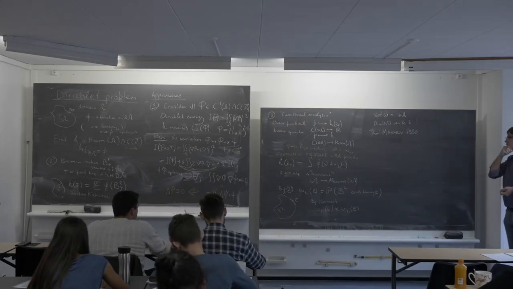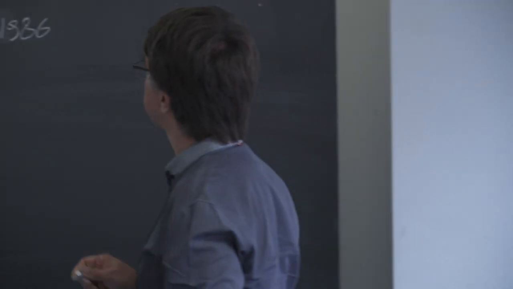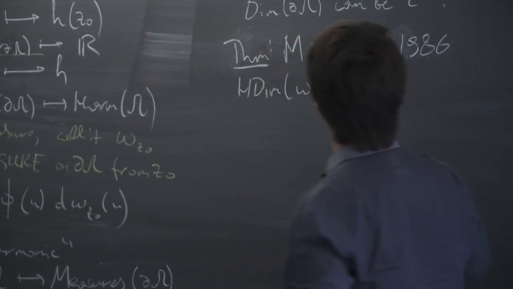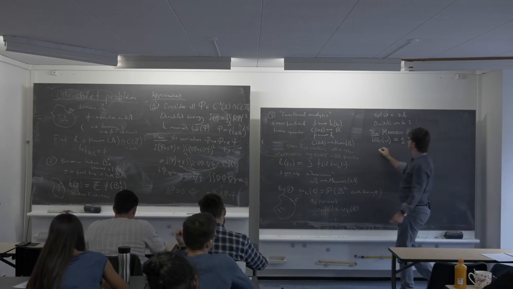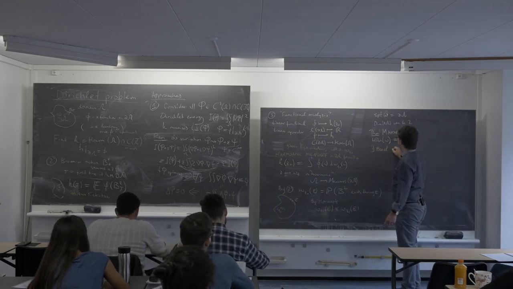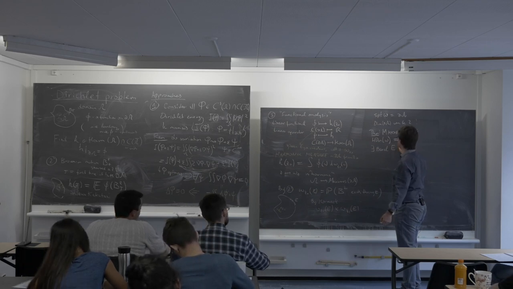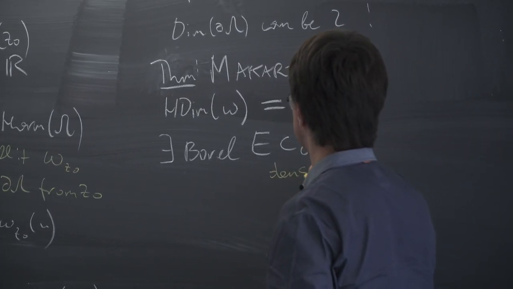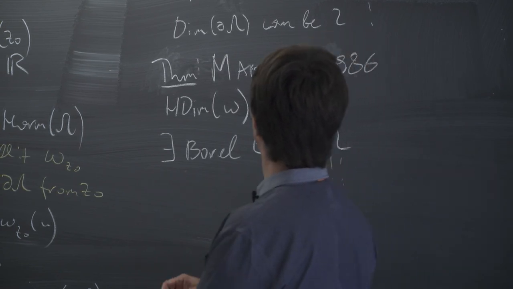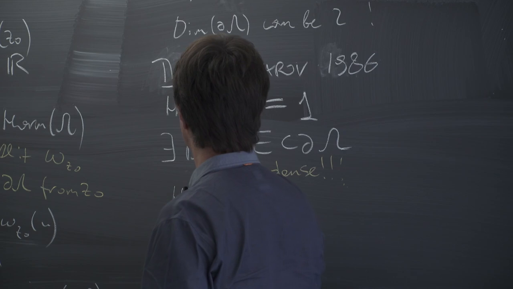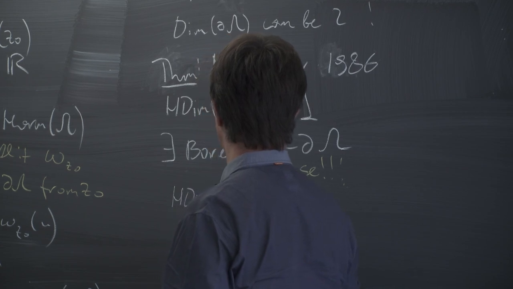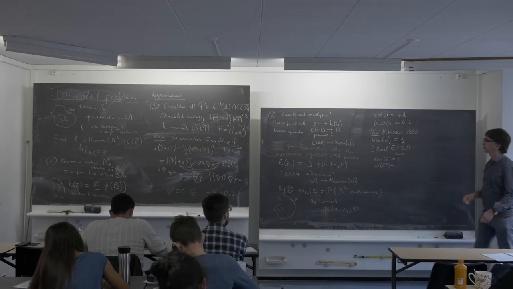Which is a rare example of a theorem in mathematical physics which was unexpected by physicists. Physicists were shocked when it was proved that the Hausdorff dimension of the measure itself is always equal to 1. What does it mean? That there is a Borel subset, let's say E, inside the omega. Of course, this set will be dense, such that the Hausdorff dimension of E is equal to 1, and omega of the complement of E is 0. So omega lives on E.